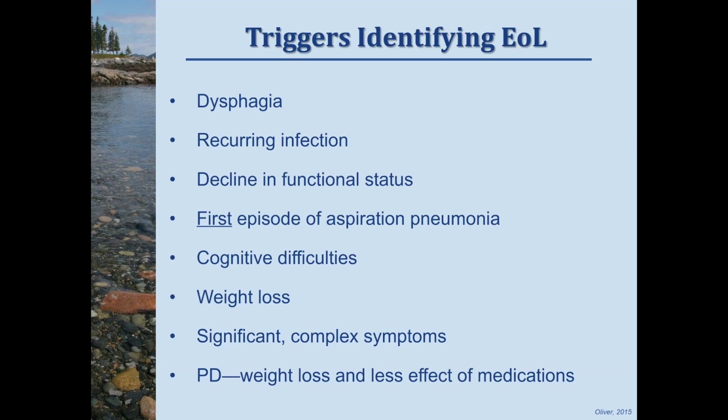So take a look at this list. This is really a list of things that will trigger end of life in patients with neurologic conditions. So dysphagia itself can trigger end of life, recurrent infections, decline in functional status, that first episode of aspiration pneumonia. So we're not waiting until that second, third, fourth admission to the hospital, but even that first episode tells you that we're reaching that stage where cyclic rehospitalization may become an issue. So let's talk about that now. Cognitive difficulties, weight loss, symptoms are becoming more complex or difficult to manage. And again, with Parkinson's, weight loss plus less effective Sinemet or other movement medication shows that the disease is really taking hold.